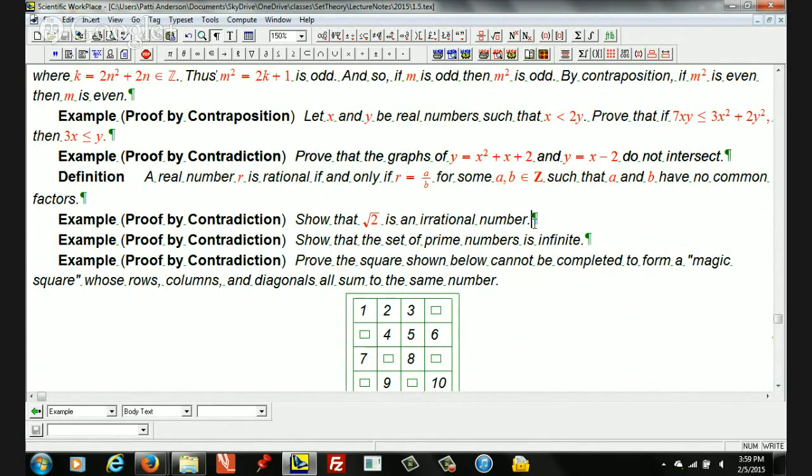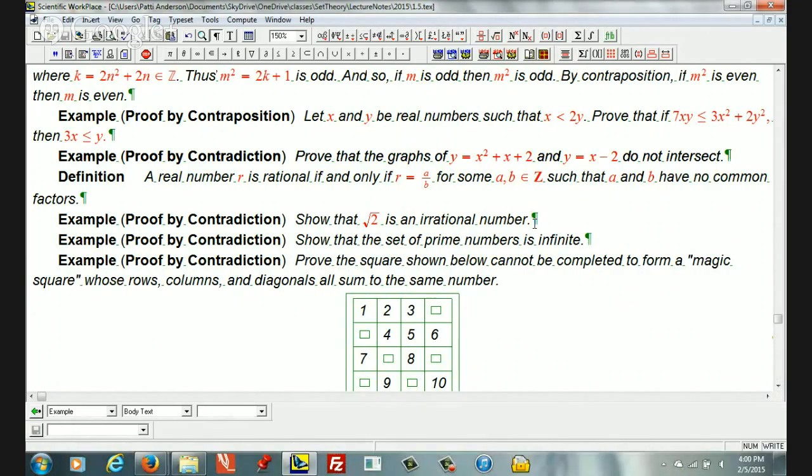I've been teaching something more than 14 years, and I have always put one of these two as a proof question on a test. So it would be to your advantage to learn these two proofs: square root of 2 is an irrational number, the set of prime numbers is infinite. Those are two famous proofs.